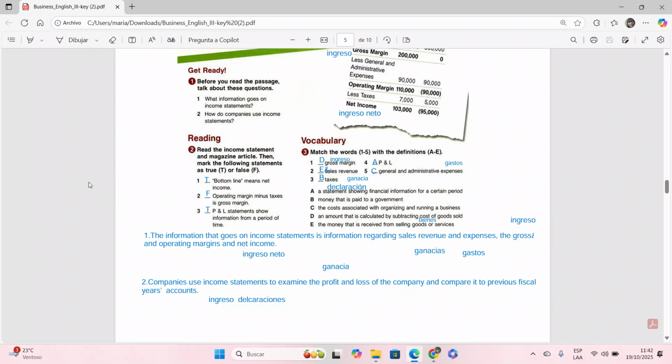1. D. An amount that is calculated by subtracting cost of goods sold: gross margin. 2. E. The money that is received from selling goods and services: sales revenue. 3. B. Money that is paid to a government: taxes. 4. A. Statements showing financial information for a certain period: P&L. 5. C. The costs associated with organizing and running a business: general administrative expenses.